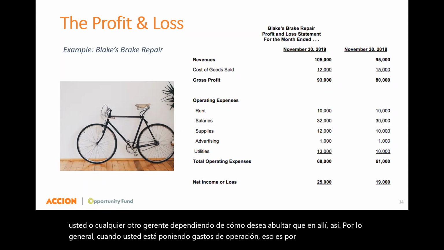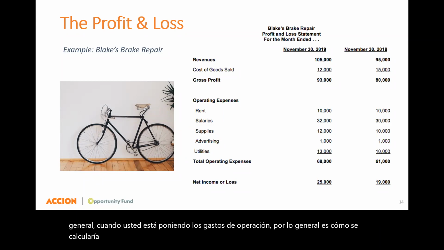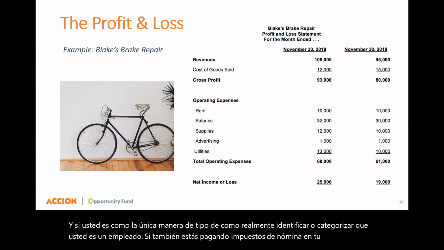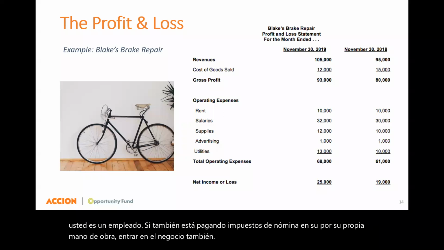Not to overcomplicate things, but it really depends if you categorize yourself as an employee of your own business or not. And the only way to really identify that you are an employee is if you're also paying payroll taxes for your own labor going into the business. Okay. That's a really helpful distinction.